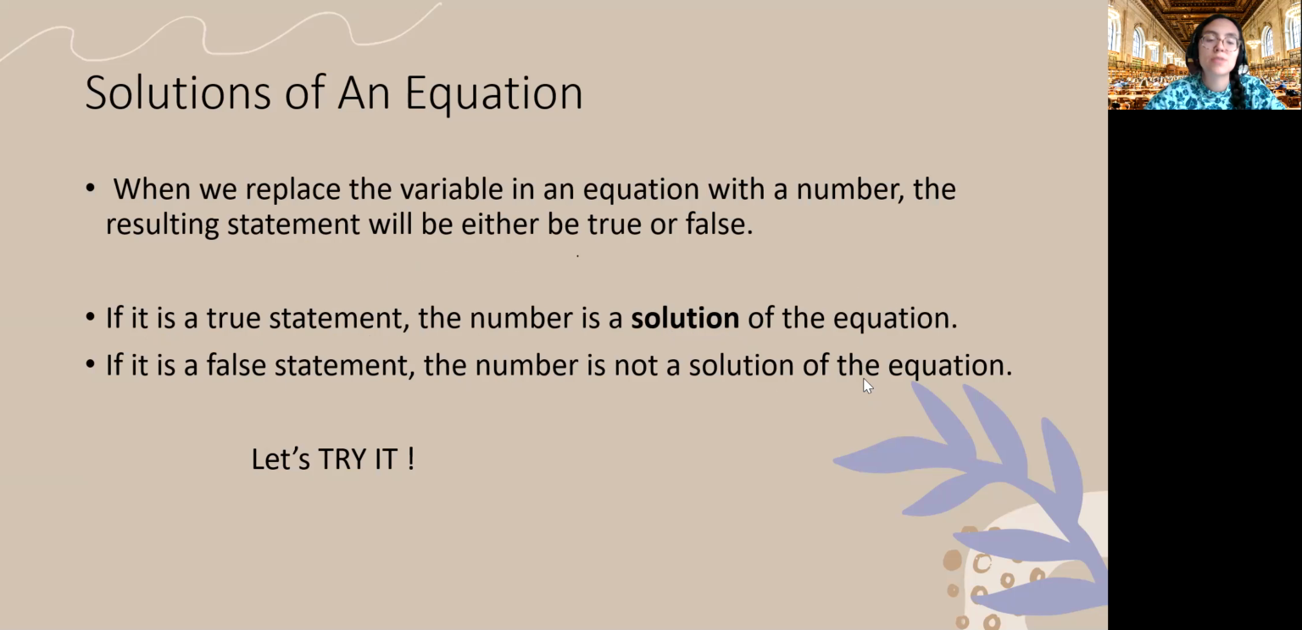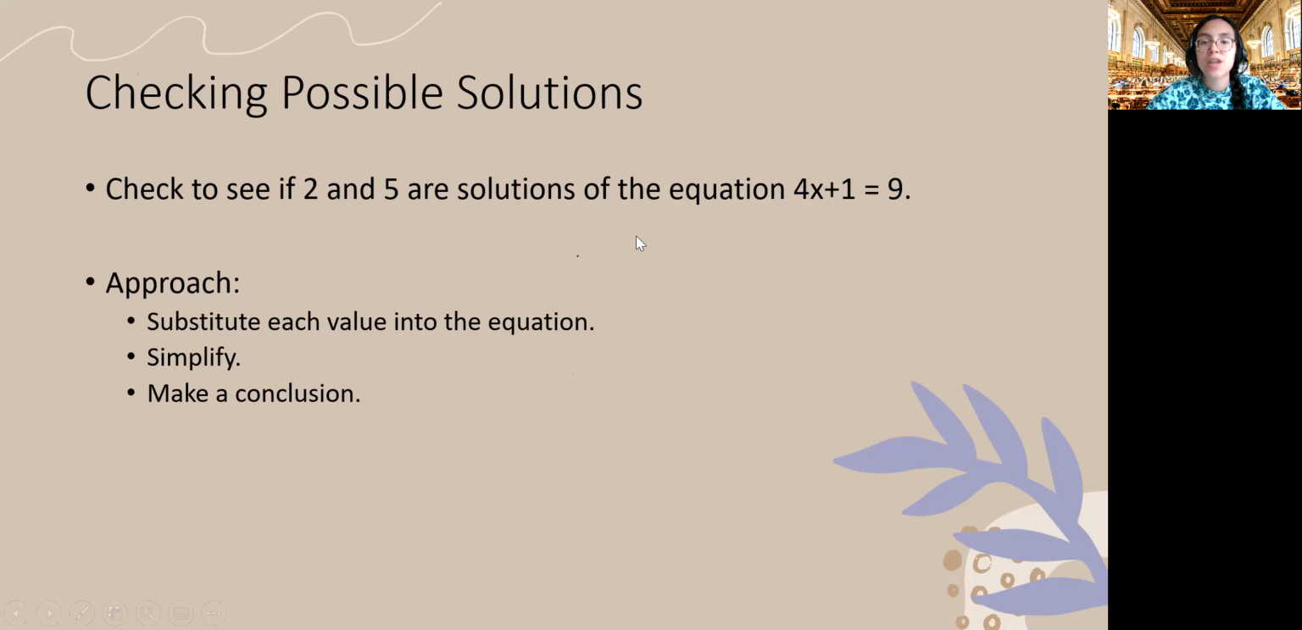The best way to illustrate this is for us to try it. We are going to check the possible solutions of the equation 4x plus 1 is equal to 9. We're asked to check to see if 2 and 5 are potential solutions. Our approach is that we're going to substitute each value into the given equation, simplify, and make a conclusion. Is 2 a solution of the equation, or is 5 a solution to the equation?